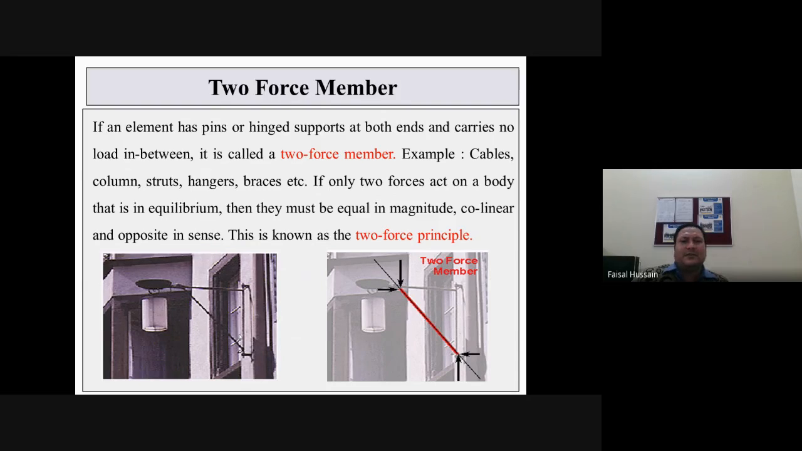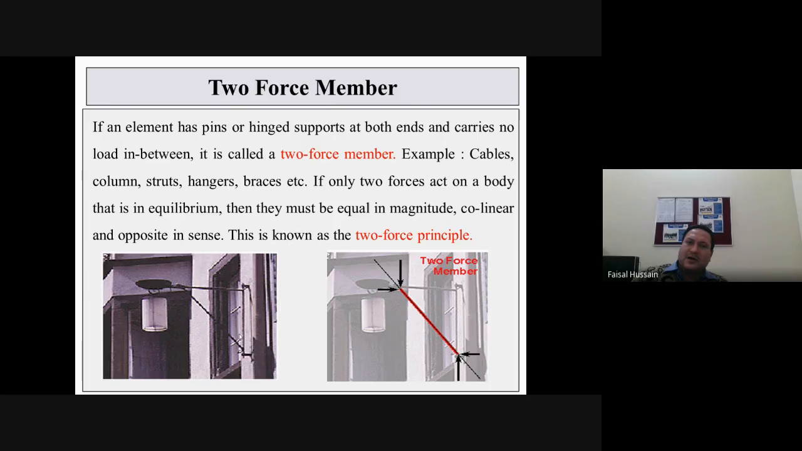For any element which has a hinged support or a pinned support at both ends, and it carries no load in between, it is called a two force member. Examples are cables, columns, struts, hangers, braces, and there are numerous other examples. If only two forces act on a body that is in equilibrium, then they must be equal in magnitude, collinear, and opposite in sense. If they have equal magnitude, are collinear, and are opposite in sense, then it is known as the two force principle.